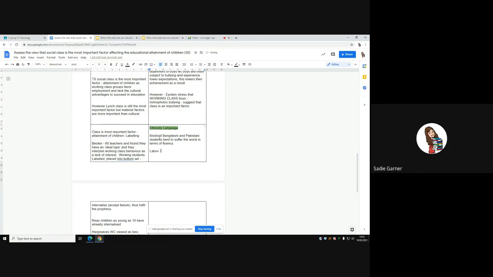Laboff agrees that language tends to disadvantage our Bangladeshi students in terms of fluency, but that often Black pupils have good linguistic skills if encouraged.